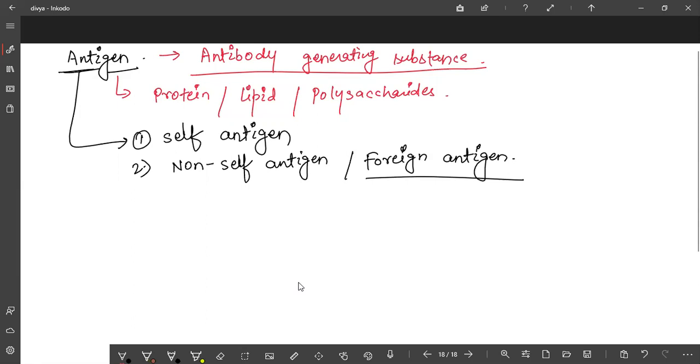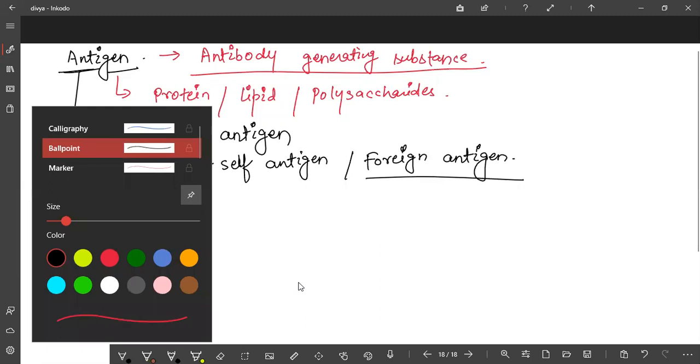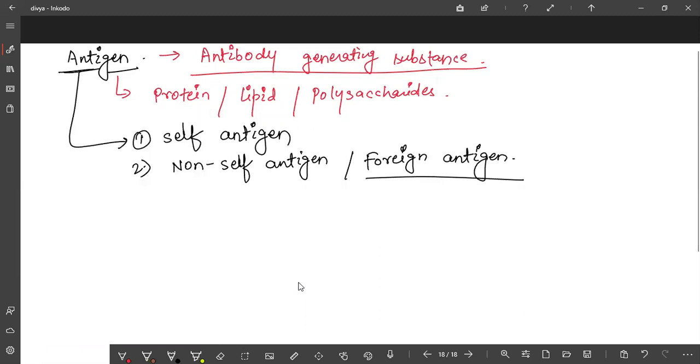So our body has the ability to differentiate between self-antigen and non-self-antigen. Is it clear to you? So the body has the ability to differentiate between self-antigen and what? Non-self-antigen. And generally our body produces a response, or antibody, against what? Non-self antigen. Is it clear to you?